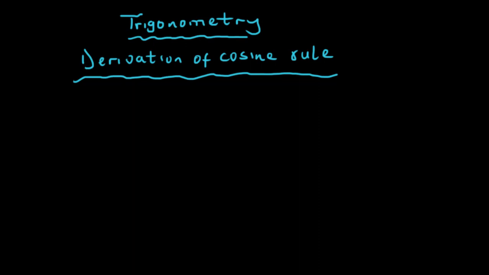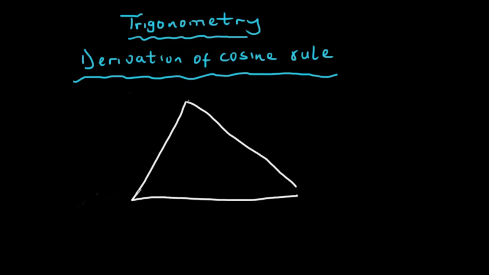In this video, we are going to be looking at the derivation of the cosine rule. Now, the cosine rule is one of the ways we use to find the sides of a triangle. Let's say we've got this triangle. The only thing you need to notice is that it's not a right angle triangle. And let's label this triangle ABC.